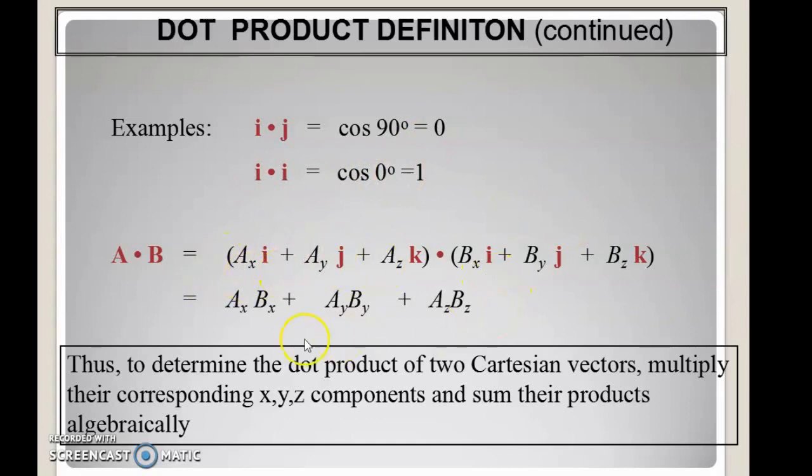So in the end, you will get this formula after you eliminate the i·j, which is equal to 0, and then i·i you multiply with 1. So the end product of the dot product A·B should be equal like this: AxBx plus AyBy plus AzBz. Okay, so to determine the dot product of two Cartesian vectors, you have the pole one Cartesian and then the force one Cartesian vectors, multiply their corresponding x, y, z components and sum their products algebraically.